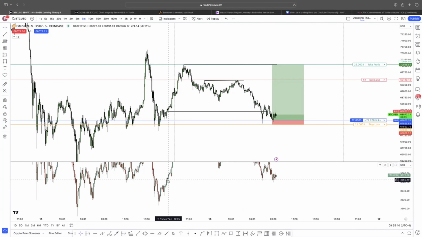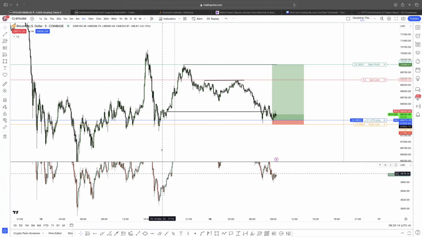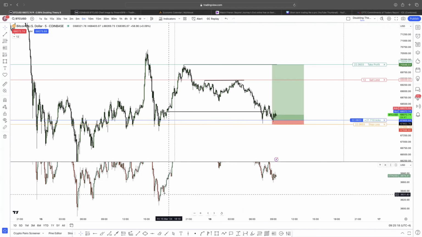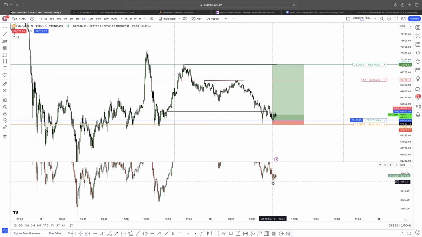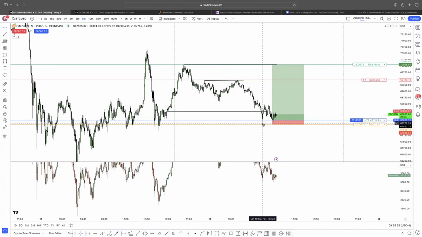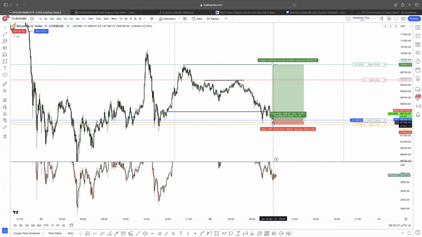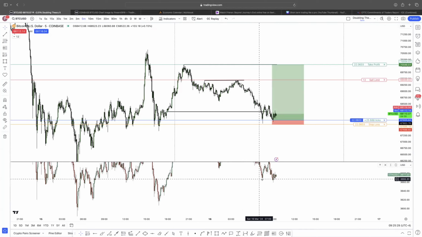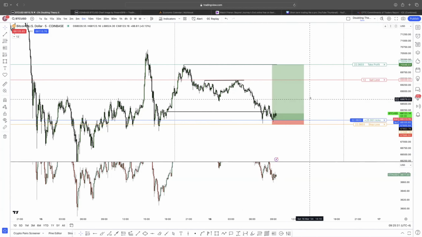So what am I actually having an SMT with? Yeah, I'm having it with this low here and this low here. See that? This low here and that low over here. That's an SMT divergence. Okay. And then I have an additional SMT divergence here, low to a higher low, low to a higher low, low to a lower low. That's my SMT divergence.